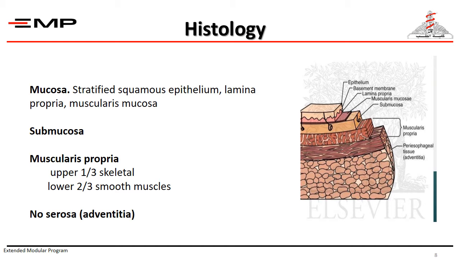The first layer, the mucosa, has the stratified squamous epithelium, lamina propria, and muscularis mucosa. And the submucosa and the muscle layer is composed of upper third skeletal muscle, and the lower two-thirds is smooth muscle.